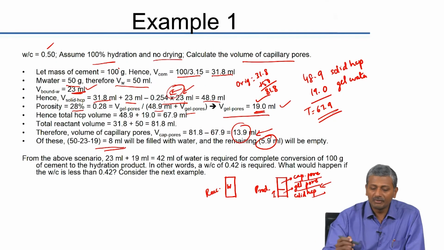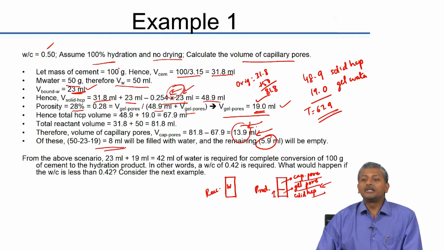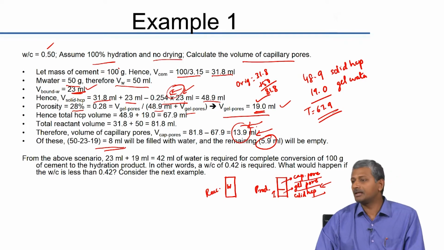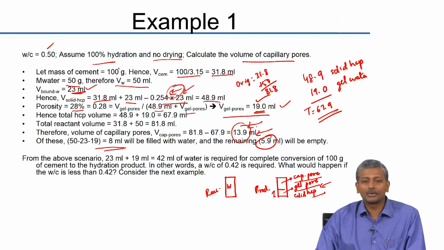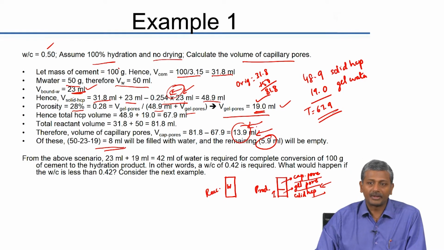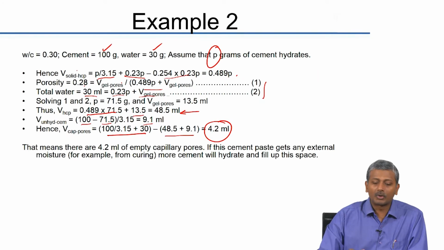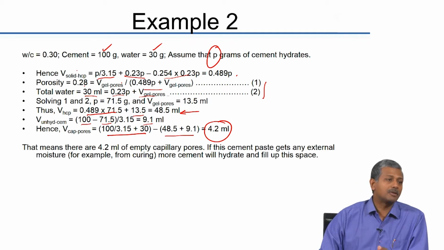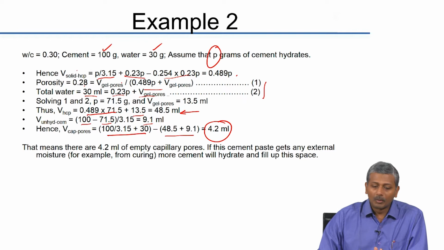Now please compare this to the previous example where we had 13.9 milliliters. When you have a water cement ratio of 0.5, theoretically you can end up with about 13.9 milliliters of void space, whereas when you reduce the water cement ratio to 0.3, you have almost a 1/3 reduction in the capillary porosity. Okay. What about total porosity?